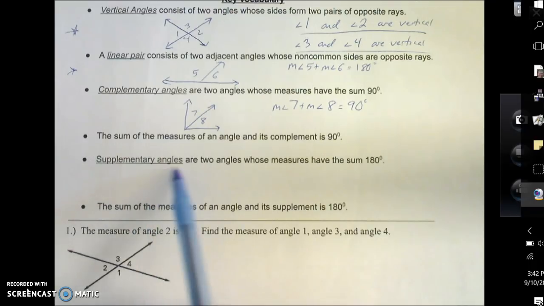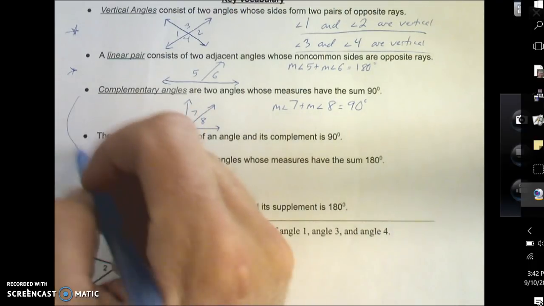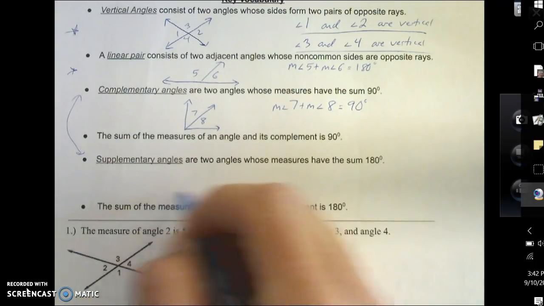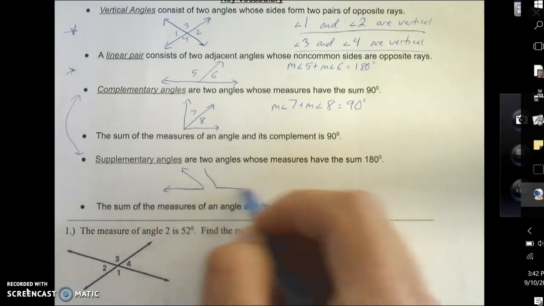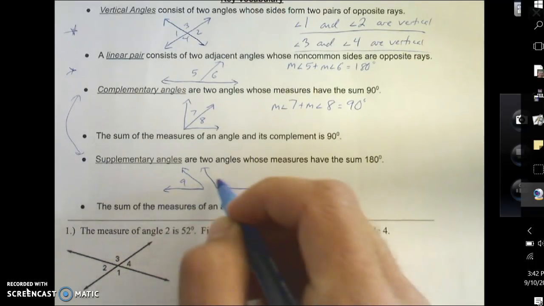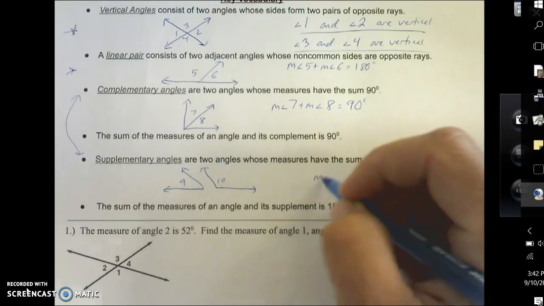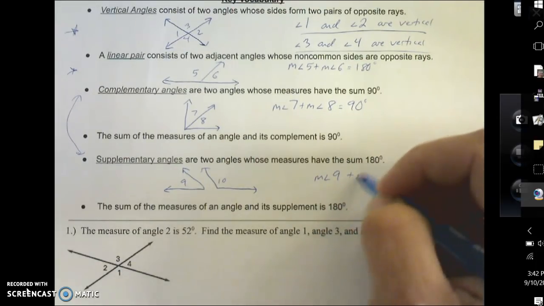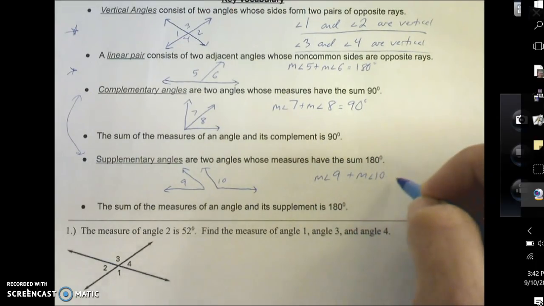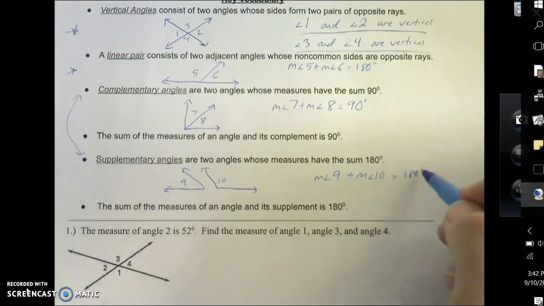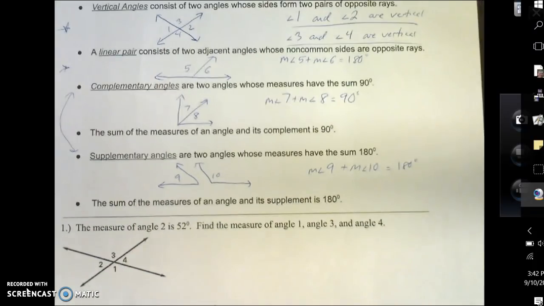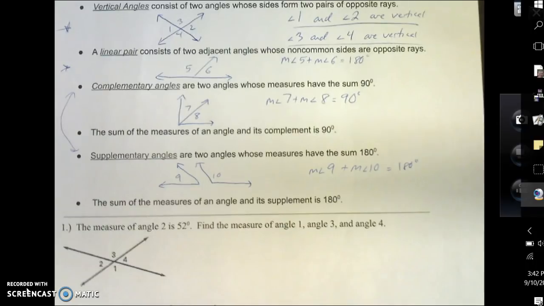And then supplementary angles are two angles whose measures have the sum of 180 degrees. Well, these two kind of go hand in hand. All right. So if I have, say, this angle right here, okay, 9 and 10, I can say the measure of angle 9 plus the measure of angle 10 will equal 180 degrees. Okay. So complementary, supplementary, 90 degrees, 180 degrees. Okay. And again, the sum of the measure of an angle and its supplement is 180.